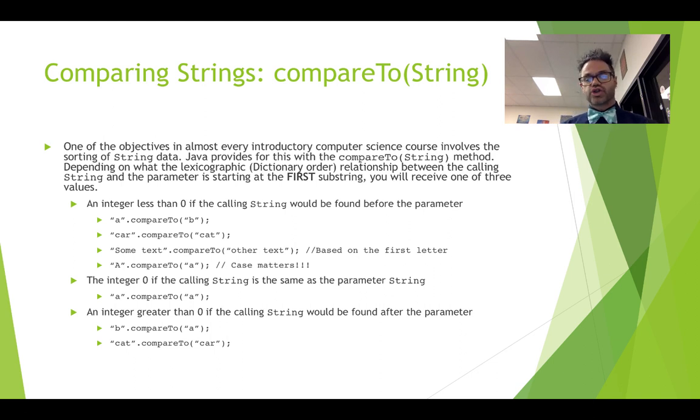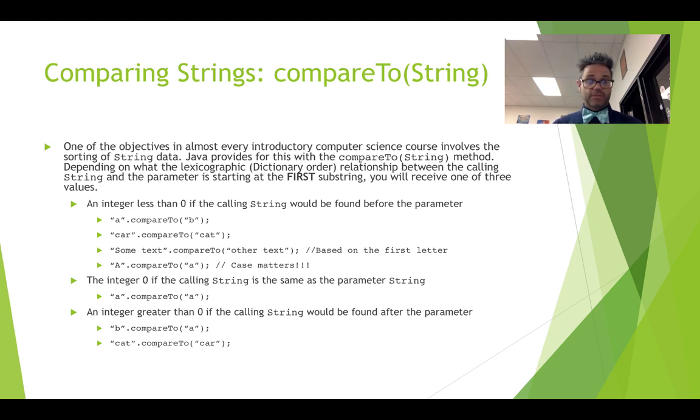So we'll get an integer less than zero, not necessarily negative one, but some negative number. That happens if the calling string, the one on the left-hand side of the dot operator before compareTo, not the one inside the parentheses, comes before the parameter. So a.compareTo(b), where a is before b, gives a negative value. "car", C-A-R, is before "cat", C-A-T, because R is before T. C is the same, A is the same, but R is earlier. As soon as we find the first letter that differs, that's where the evaluation happens.